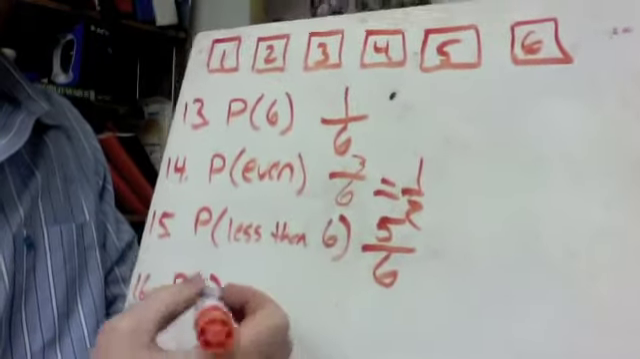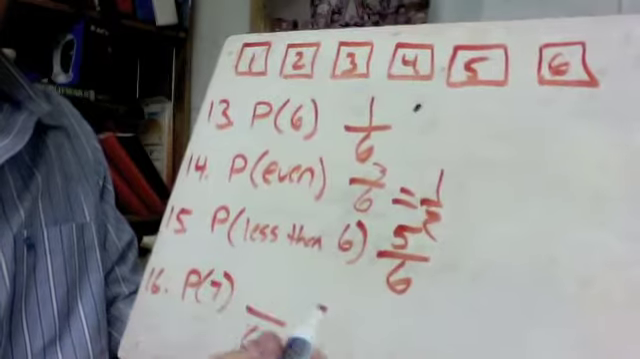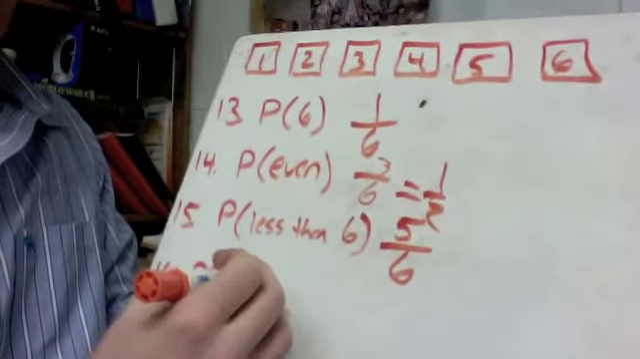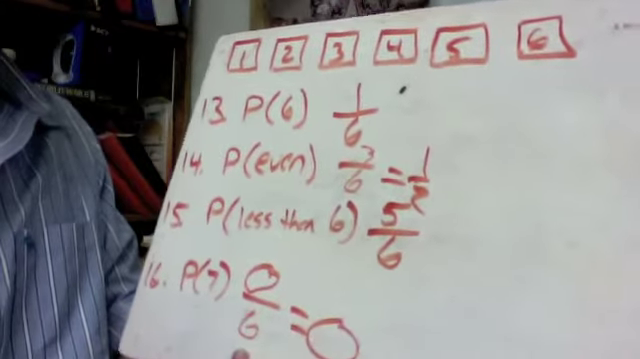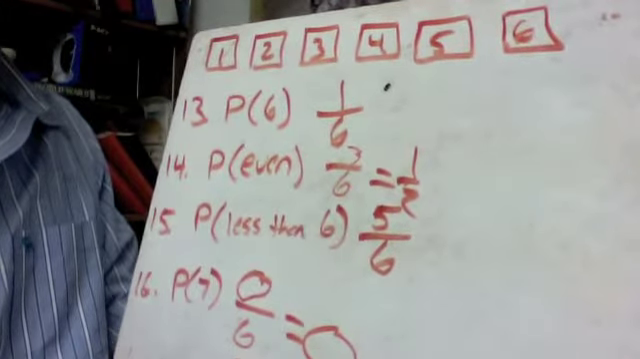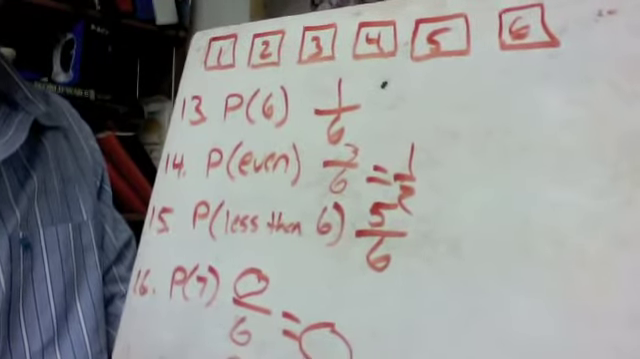out of 6. The last one, probability of 7, that's never going to happen. So that's one of those 0 chances right there. It's never going to happen. So that would be 0 out of 6, or you could just put 0 would be fine.